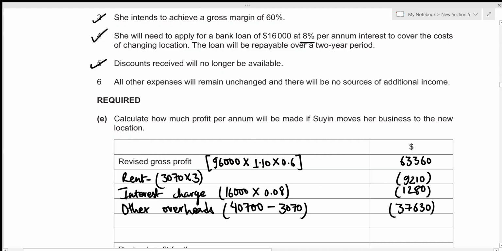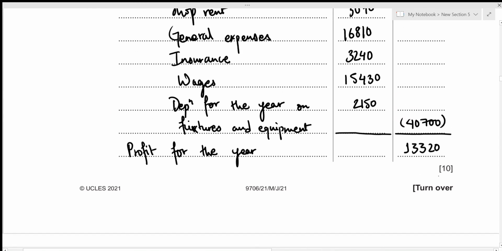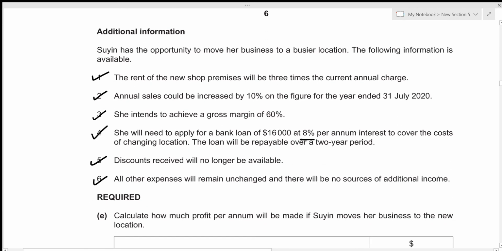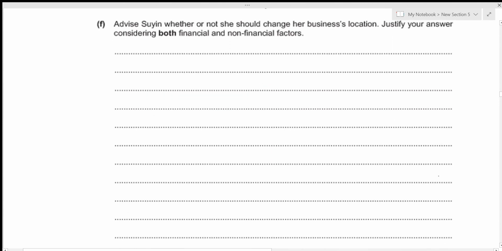We've made use of all 6 of the information, which means that we can just calculate the revised profit for the year. So that's going to be 63,360 minus 9,210 minus 1,280 minus 37,630. So that gives us the amount to be 15,240. That's going to be the revised profit. Previously, the profit was of 13,320. So the profit has definitely increased. So this concludes the 5th part. Let's move on to the final one, I guess.